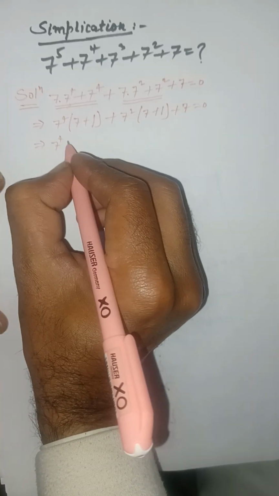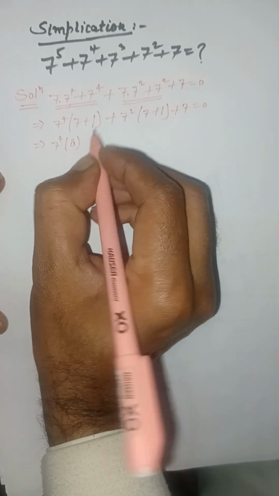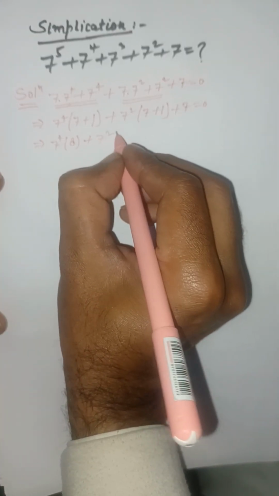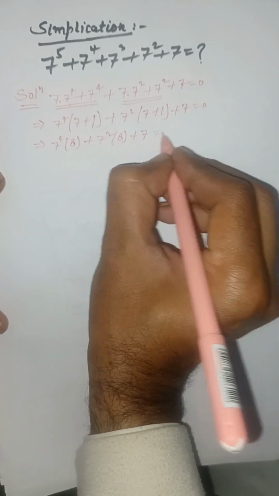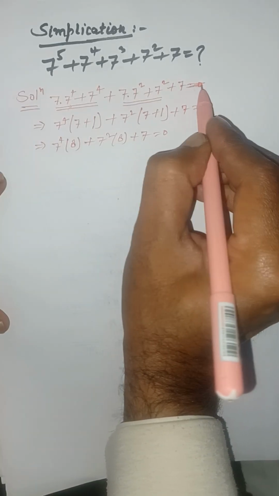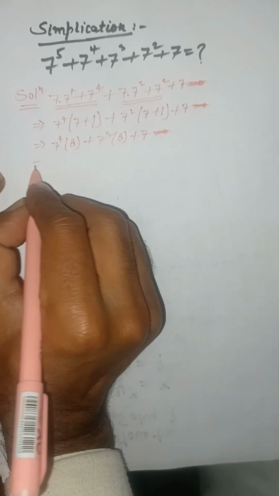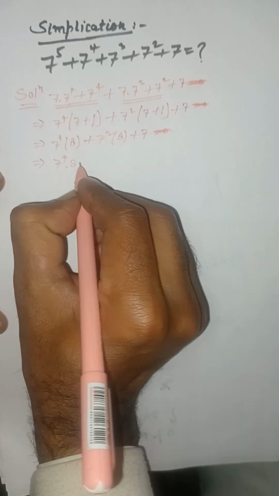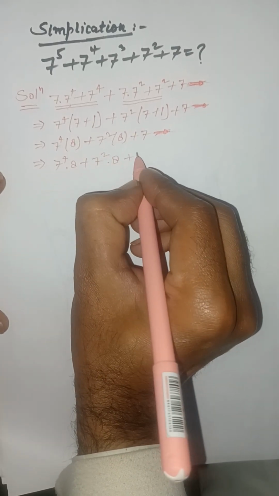7 plus 1 equals 8. 7 power 4 times 8 plus 7 square times 8 plus 7 equal to 0. Oh, sorry, no, 0. Then 7 power 8 plus 7 power 2 into 8 plus 7.